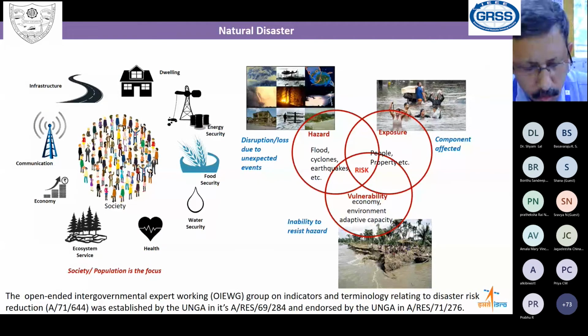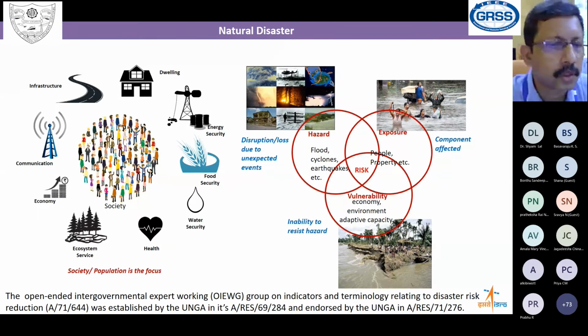Before I start, I would like to put focus on the various terminologies and definitions which we generally use when we talk about natural hazard or natural disaster, like hazard, exposure, risk, vulnerability, disasters, etc. When we talk about natural disaster risk management, it mainly focuses on the society or the population and also the various components of the society on which we are dependent, like infrastructure, dwelling, and the various resources we require, like energy security, food security, water security, health, ecosystem services, the economy, and communication. There are a lot of things on which the society depends, which are influenced by natural disasters.